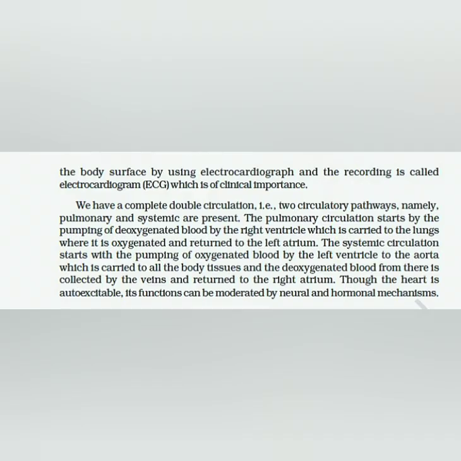We have a complete double circulation, that is, two circulatory pathways, namely pulmonary and systemic, are present. The pulmonary circulation starts with the pumping of deoxygenated blood by the right ventricle, which is carried to the lungs, where it is oxygenated and returned to the left atrium. The systemic circulation starts with the pumping of oxygenated blood by the left ventricle to the aorta, which is carried to all the body tissues, and the deoxygenated blood from there is collected by the veins and returned to the right atrium. The heart is auto-excitable. Its function can be moderated by neural and hormonal mechanisms.